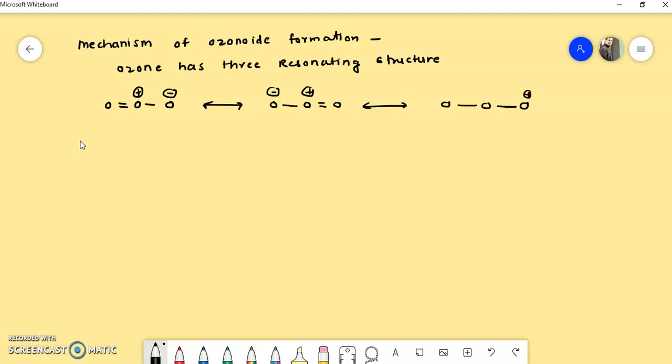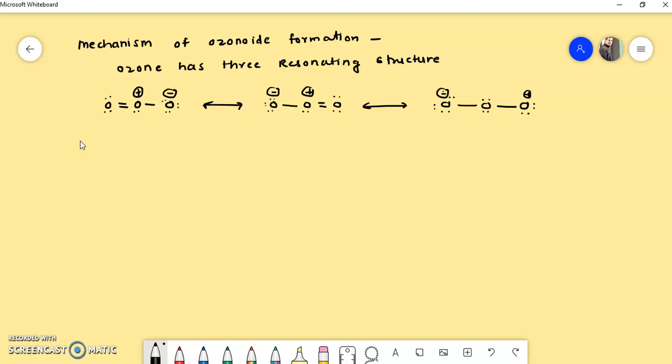So one of the oxygens will carry a positive charge, one of the oxygens will carry a negative charge. Here this oxygen will carry 3 lone pairs of electrons, and this oxygen will carry only 2 lone pairs of electrons. You know, double bonded oxygen always carries 2 lone pairs of electrons, and the one with a positive charge will carry only 1 lone pair of electrons, and single bonded oxygen will always carry 3 lone pairs of electrons. Remember, in this way you can assign the lone pairs to the oxygen.